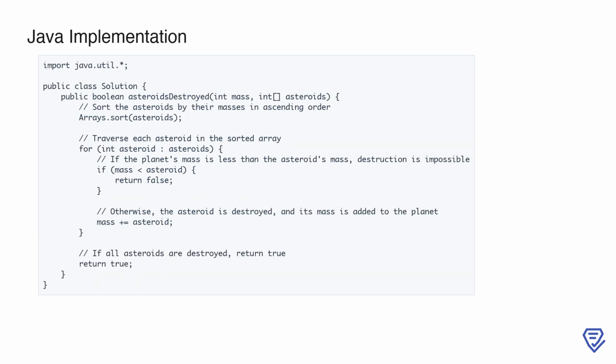This is a full Java implementation for LeetCode problem number 2126, Destroying Asteroids. The logic mirrors the Python solution, utilizing sorting and a simple traversal to check if the planet's mass can absorb all asteroids in ascending order. Key differences include Java's use of primitive types, explicit array handling, and the Arrays.sort method for sorting. The solution ensures clarity and adheres to Java conventions.